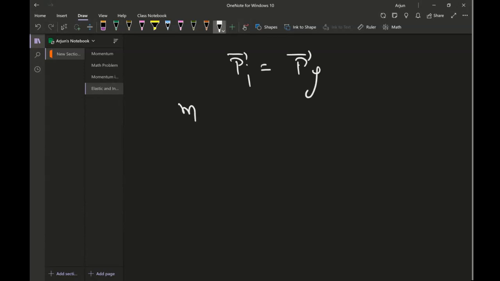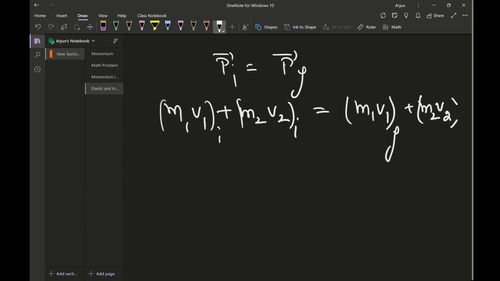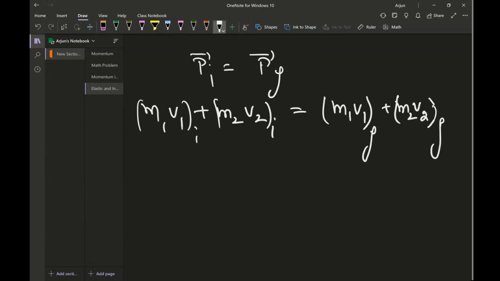And we also expanded this. We wrote that m1 v1 plus m2 v2 equal to m1 v1 plus m2 v2, this is initial, this is final. That's what we wrote down for the conservation of momentum equation. Mark my words, this is the conservation of momentum equation. Now we will try and find out whether the collision is elastic or inelastic.